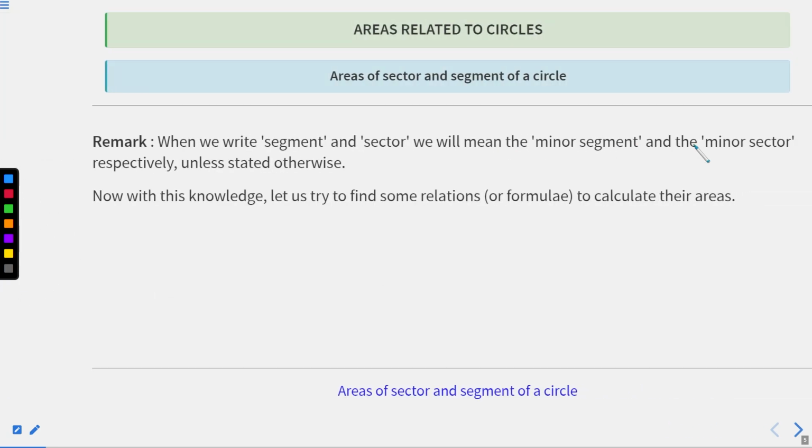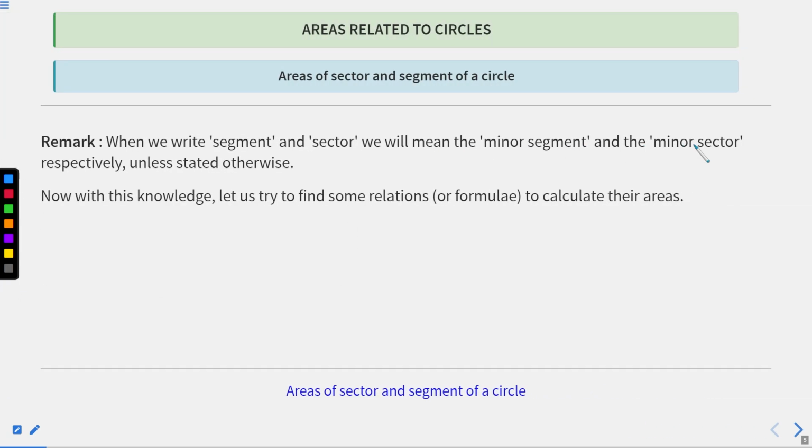So now we can move to the remark. In this remark, it is said that when we write segment and sector, we will mean the minor segment and the minor sector respectively, unless stated otherwise. So note it down: segment means minor segment, and sector means minor sector.